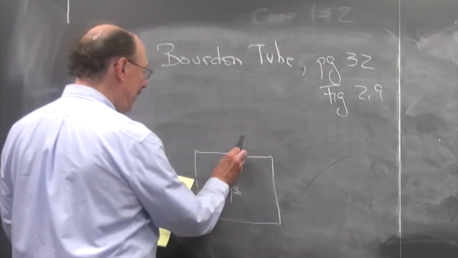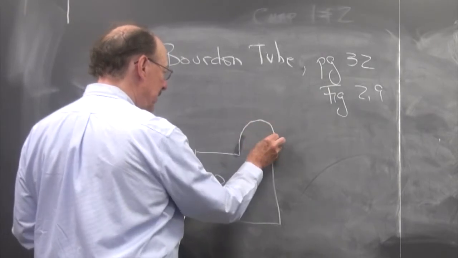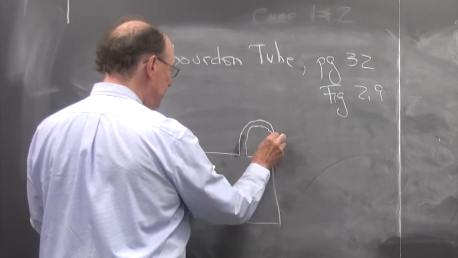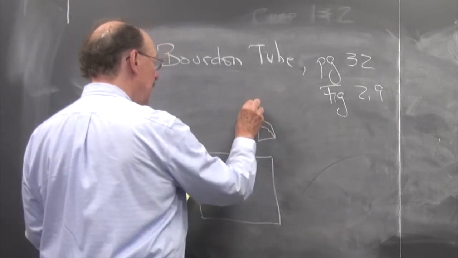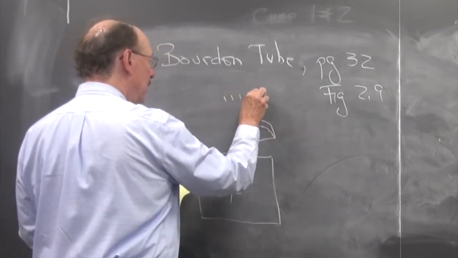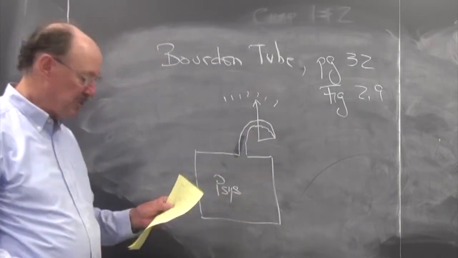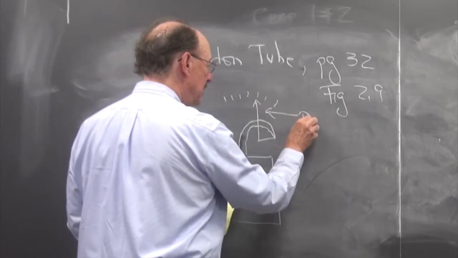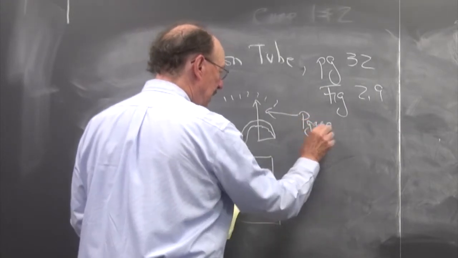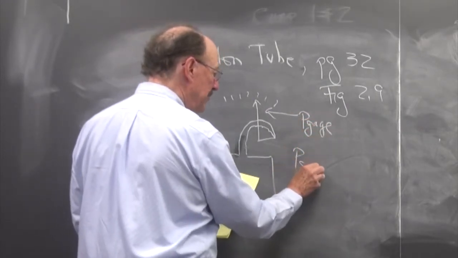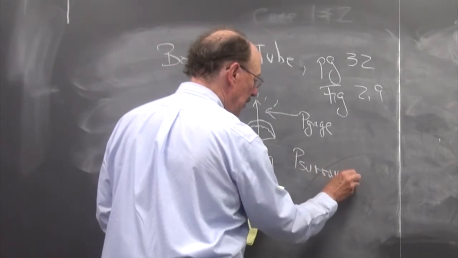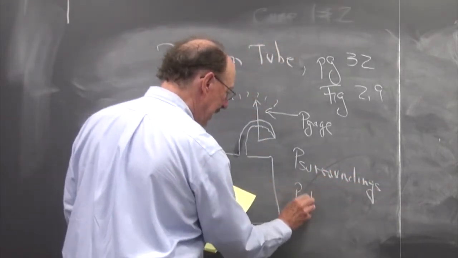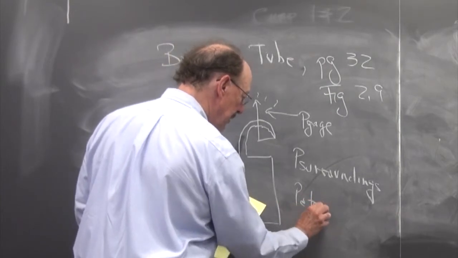And so if I look at this, I'm going to have something like this. It has a variety of gearing, and then I'm going to have a pressure gauge, and I'm going to measure the pressure. So this measures P gauge. I also have out here P surroundings, and it's often P atmosphere, but not always.